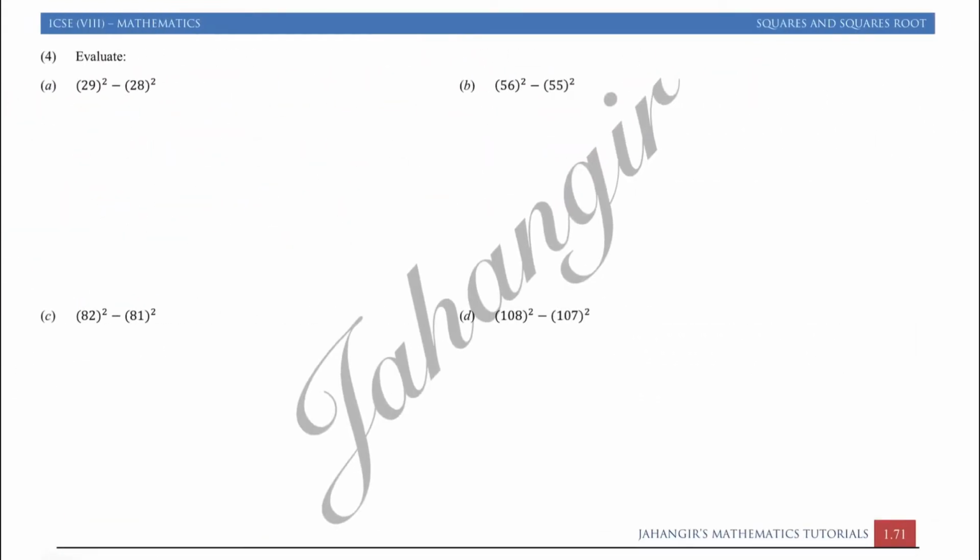Now we have a square minus b square. Evaluate. You remember this identity. This identity you are going to learn in the algebraic identities chapter also. The formula is a minus b into a plus b. Learn this. You have to learn this identity.